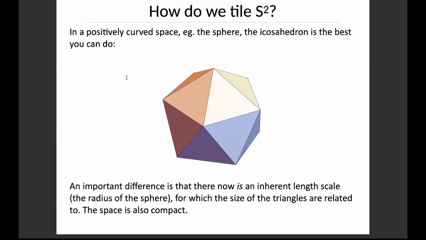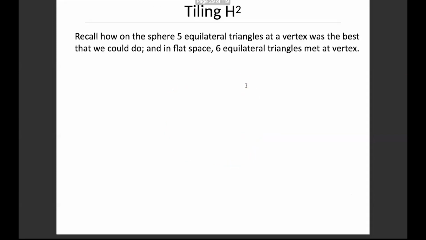An important difference also is that now there is an inherent length scale, right? There is the radius of the sphere that you're trying to discretize. And the size of the triangles now are inherently related to the length of this radius. The space is also compact, right? It's not an infinite space. It's not a non-compact space. It's a compact space. So the interesting thing about H2 here, which is the hyperbolic plane or two-dimensional AdS, is that it's kind of the flat space and the positively curved space together a little bit.